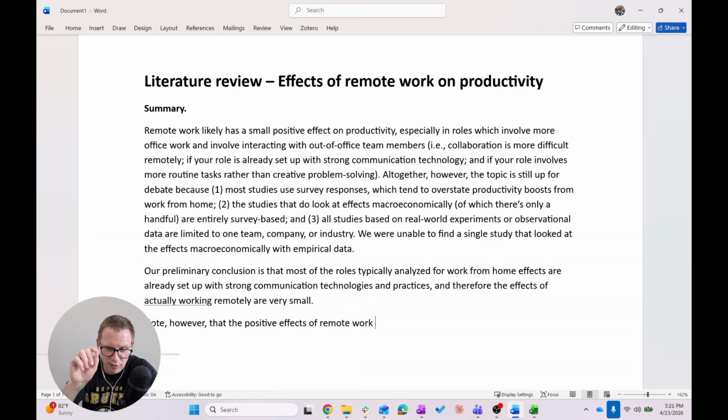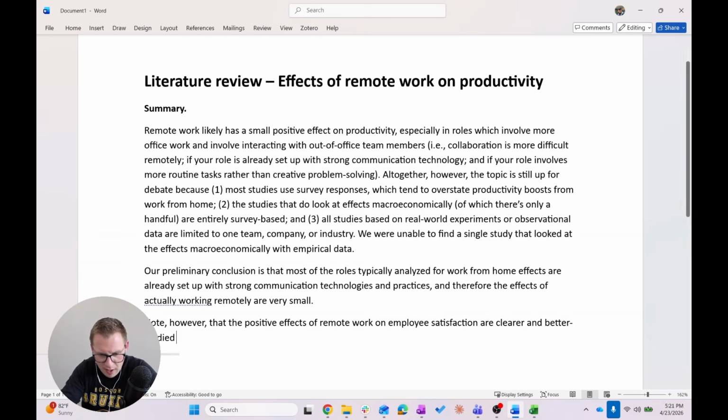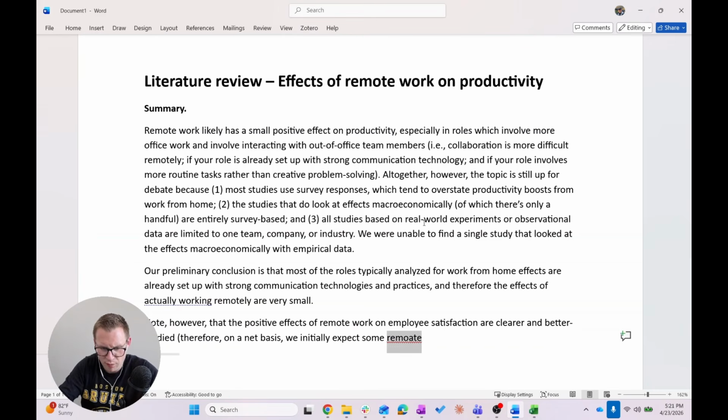Note, however, that the positive effects of remote work on employee satisfaction are clearer and better studied. Therefore, this is not formal either, but I'm going to say on a net basis, we initially expect some remote work to be a positive.